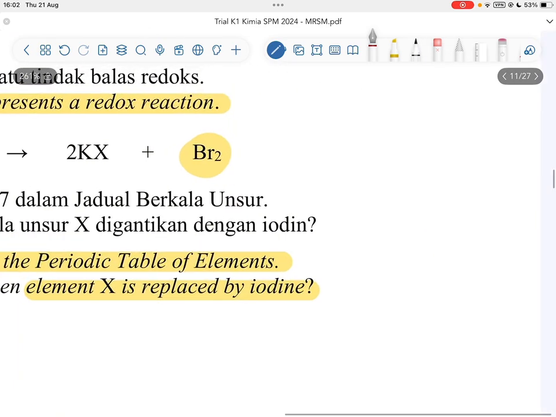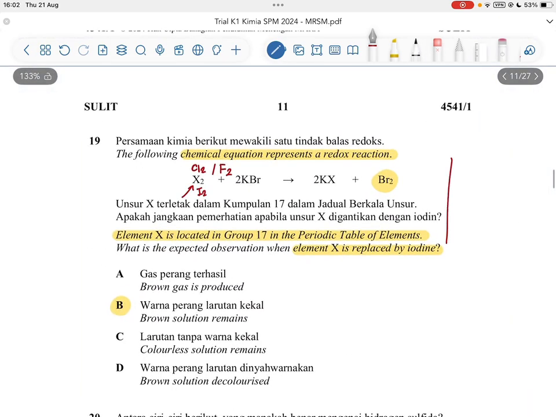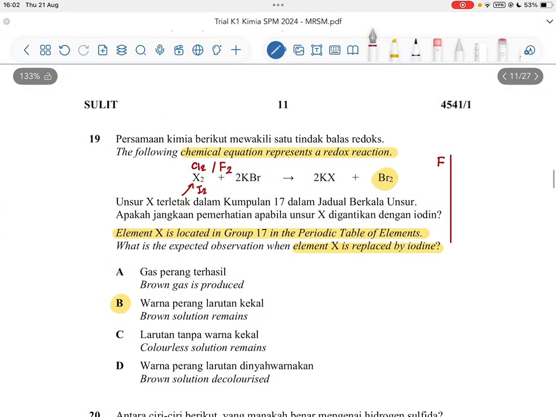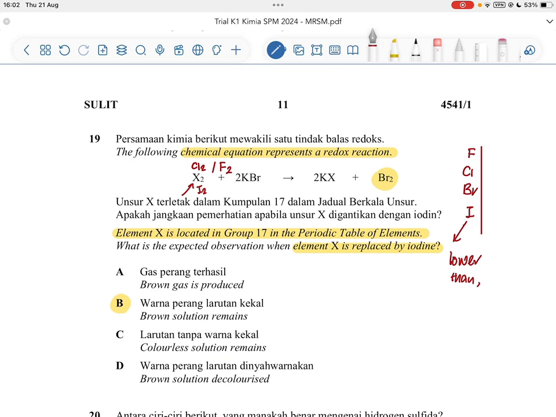So we already know that in this periodic table, fluorine, chlorine, bromine, and iodine. So from this chart, iodine is actually lower than bromine. So it means that it cannot displace the bromine. So the answer would be B. Brown solution remains because it cannot replace the bromine. So it will remain.